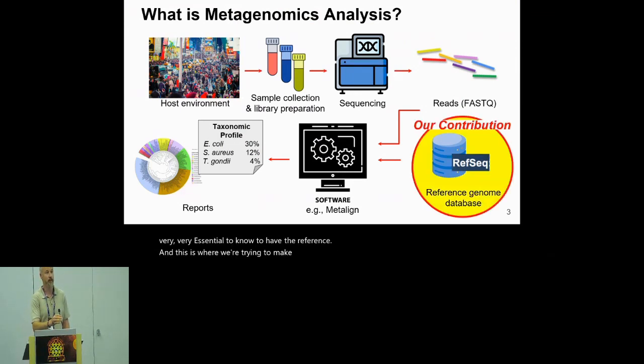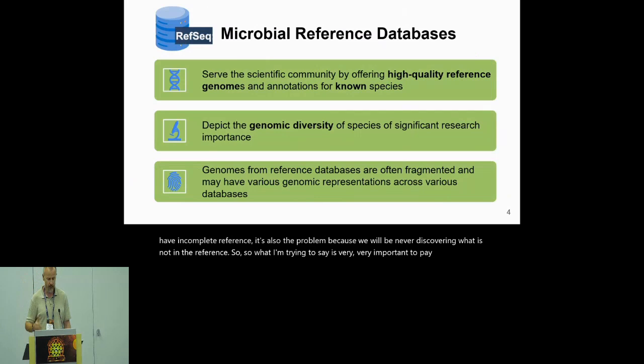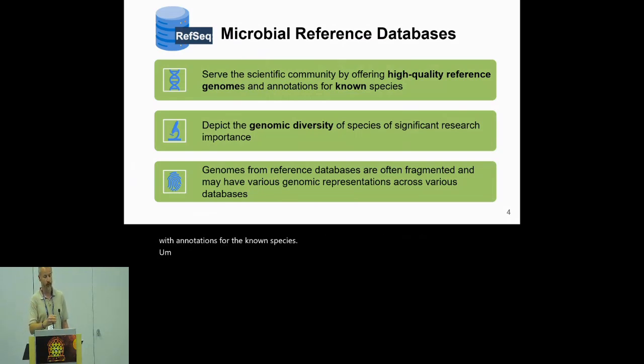My claim is that if we don't have an accurate reference, perhaps the analysis we perform will not be accurate. If we have an incomplete reference, that's also a problem, because we will never discover what is not in the reference. So it's very important to pay attention. Generally, microbial reference databases should contain high quality reference genomes with annotations for the known species, and will help us to perform a good taxonomic profile.